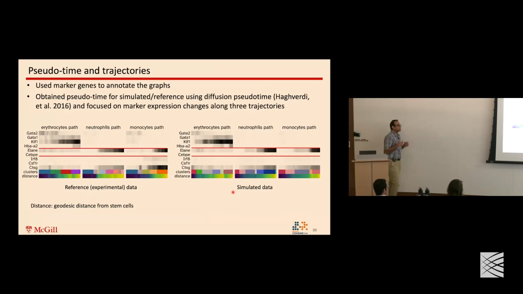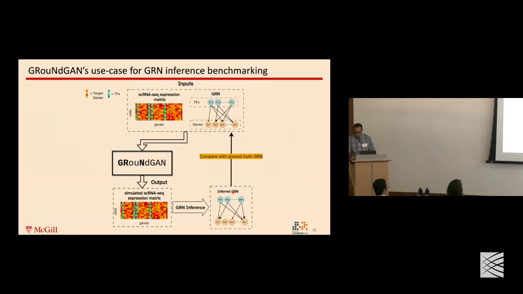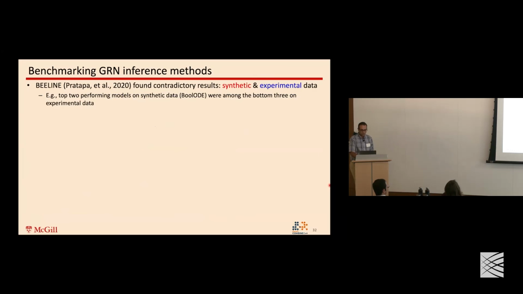So this was encouraging to us, and it's important to us because a lot of GRN inference methods, even if we are only focused on GRN inference benchmarking, rely on the idea of pseudo-time for GRN inference. Now, going back to one of our major motivations, GRN inference benchmarking, we used this setup of positive control, negative control GRN, and we wanted to evaluate different GRN inference methods that were originally benchmarked in the Beeline study. As I mentioned, the Beeline study performed benchmarking both on the experimental ground truth and also synthetic ground truth. And the results and the insights were not very consistent.